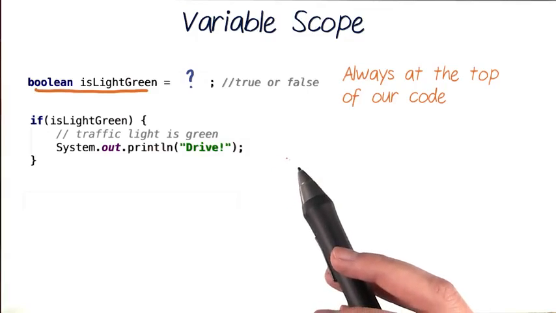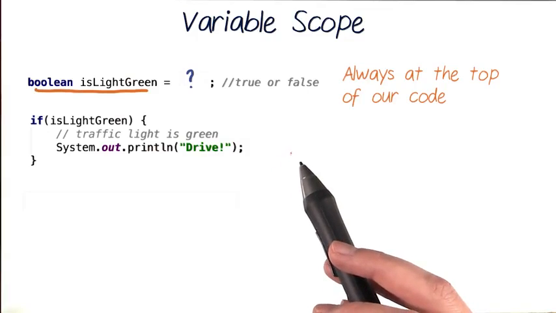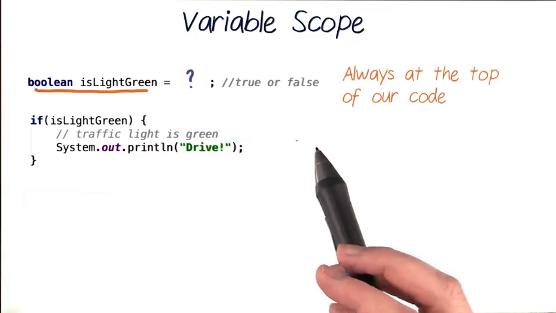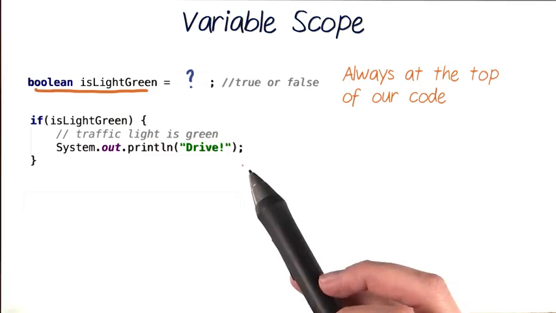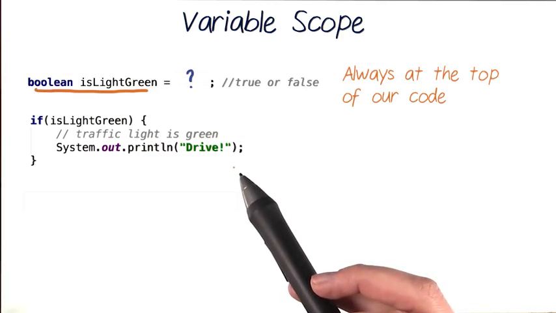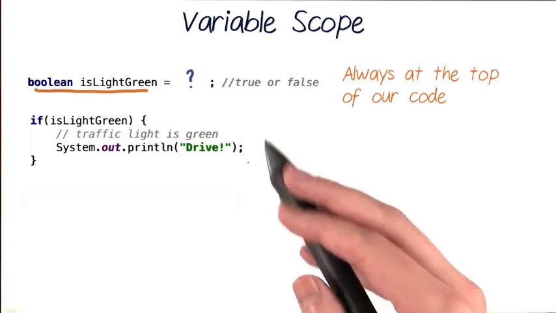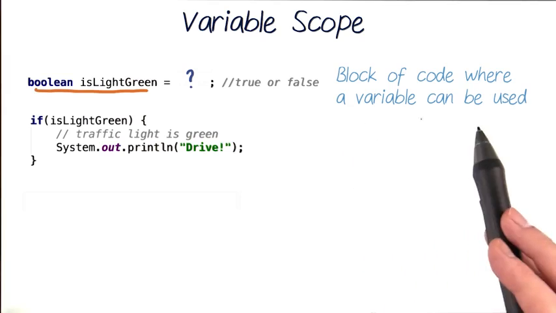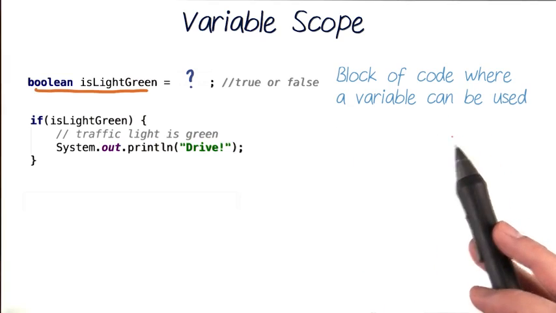One thing you may have noticed in our self-driving car code and earlier is that we always declare Boolean variables like isLikeGreen at the very top of our code, before and outside of our if statement block of code. And this is because of something called variable scope. Variable scope is the block or range of code where a certain variable can be used and referred to.